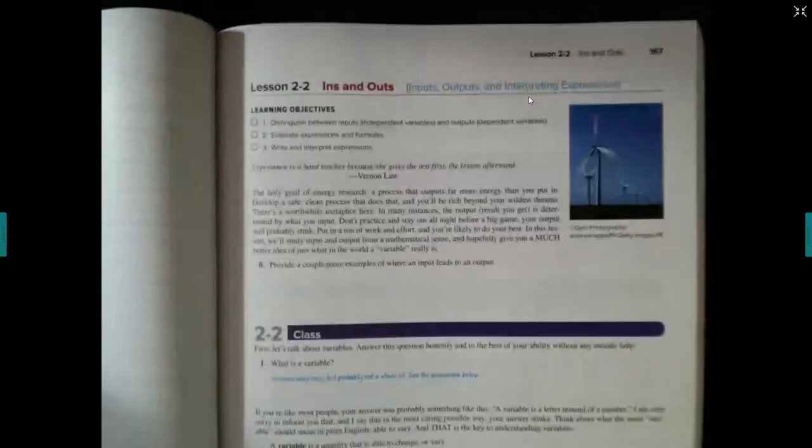All right, autofocus there. There we go.